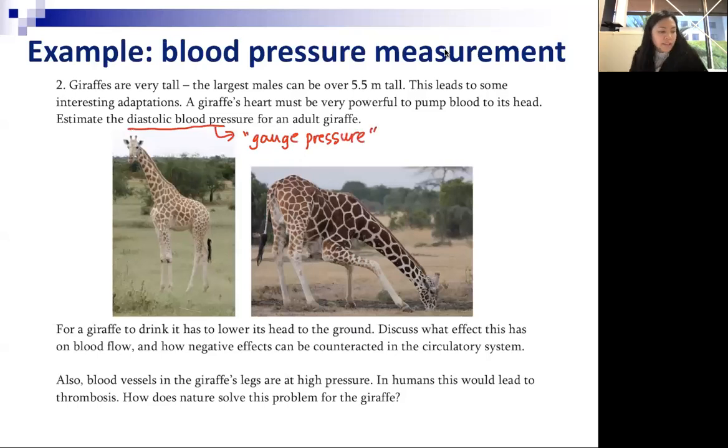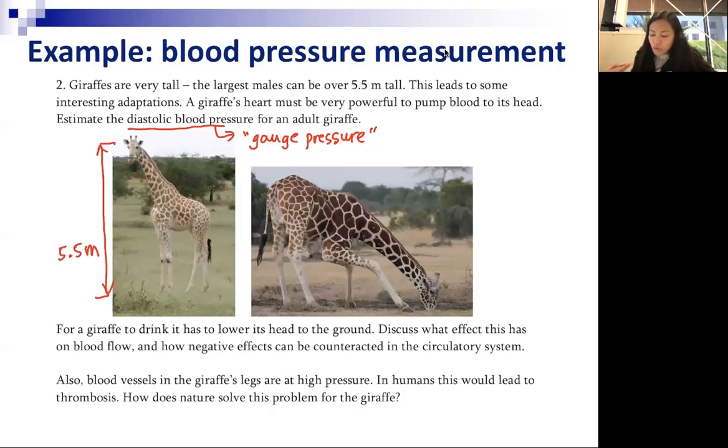Okay. So this question in the workshop, question number 2, asks us to estimate the diastolic pressure for an adult giraffe. And an adult male giraffe can be about 5.5 meters tall. So that will be from the head to the foot, about 5.5 meters tall. Okay, and the giraffe's heart must be very powerful to pump blood to its head. And estimate the diastolic pressure for an adult giraffe.